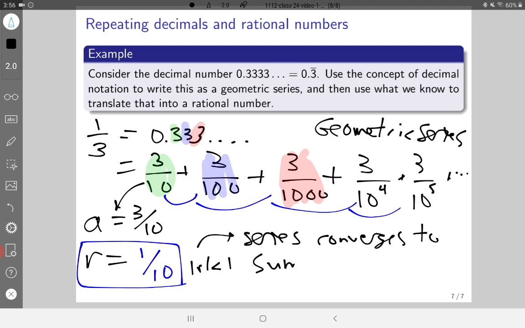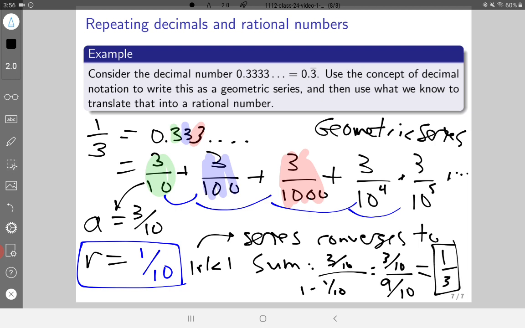to the sum, let's see, a is 3/10 over 1 minus r, which is 1/10. So I get 3/10 over 9/10. And if I have 3 somethings divided by 9 somethings, I have 1 out of 3 of those somethings. In other words, this all simplifies to 1/3. And that's something that you probably knew already about this decimal number.